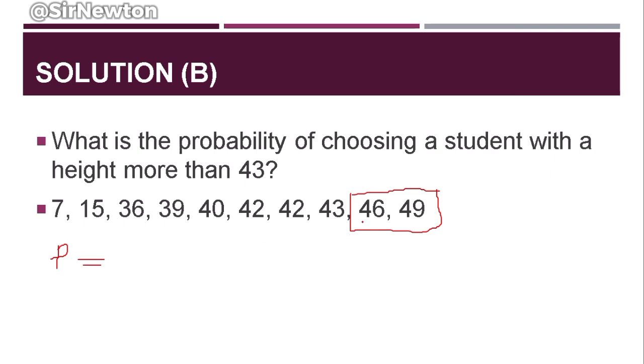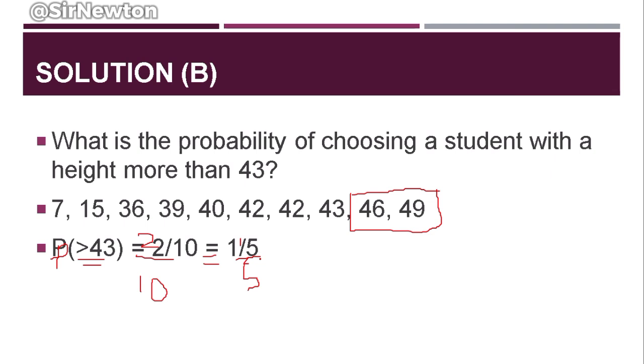So the probability here will be equal to how many heights are greater than 43, and that is 2, over how many heights in total do I have? I have 10, and the answer will be 1 over 5 when you simplify. So that's the end of our lesson, and the probability, as we've said, for those greater than 43 will be 2 over 10. When you simplify, you get 1 over 5.